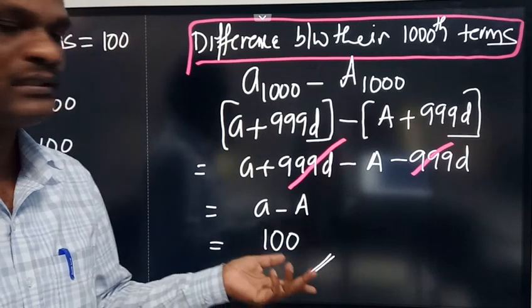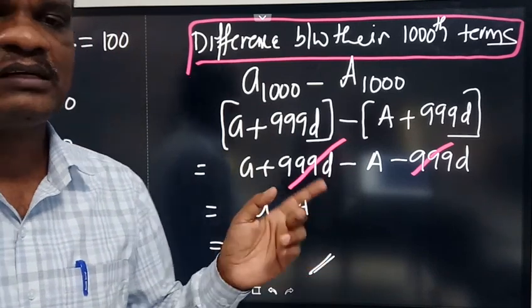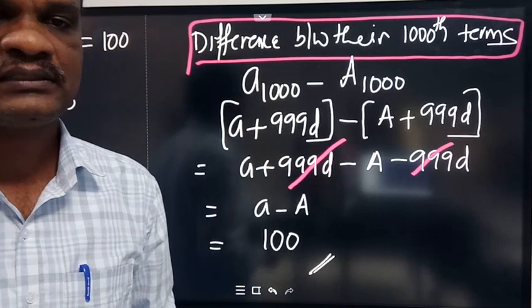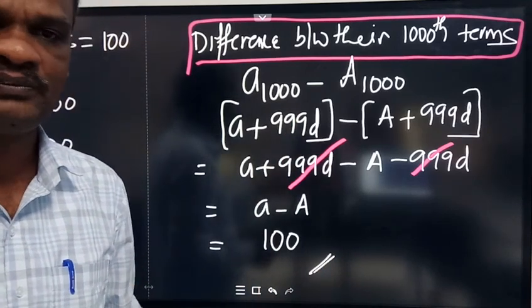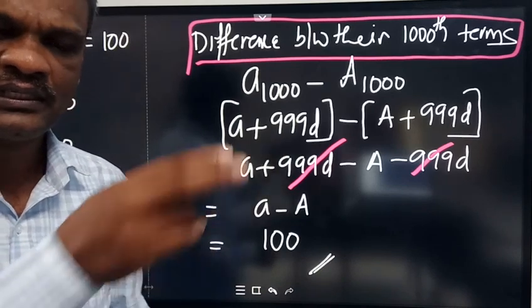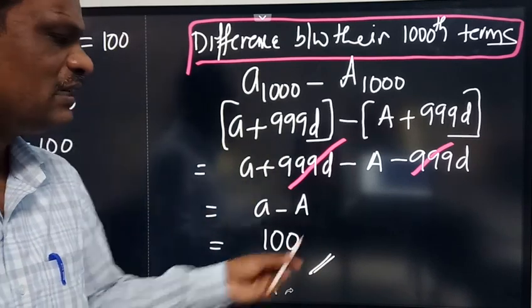What is the reason for that? Here the common difference is the same. Since the common difference is the same, the difference between the first terms, the second terms, or the third terms is all the same. It is 100 only.